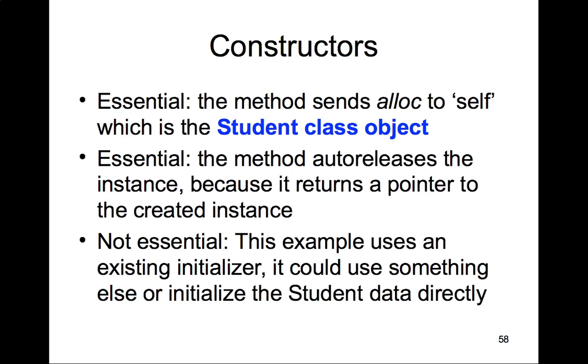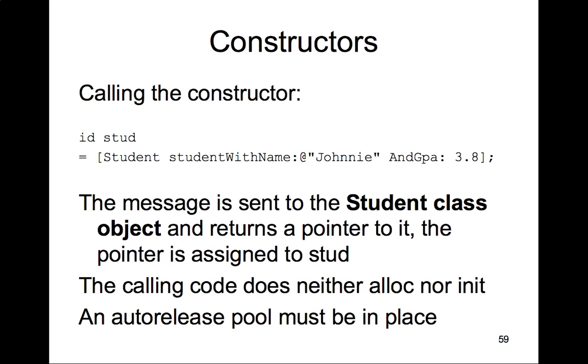Not essential, the example uses an existing initializer. It could use something else, or it can initialize this student data directly inside of the student method. So it's doing it outside. So when we call the constructor, this is how we would do it. We say id student is equal to student, student with name Johnny and GPA 3.5. This is in the main program, by the way. So in main, you're doing this.